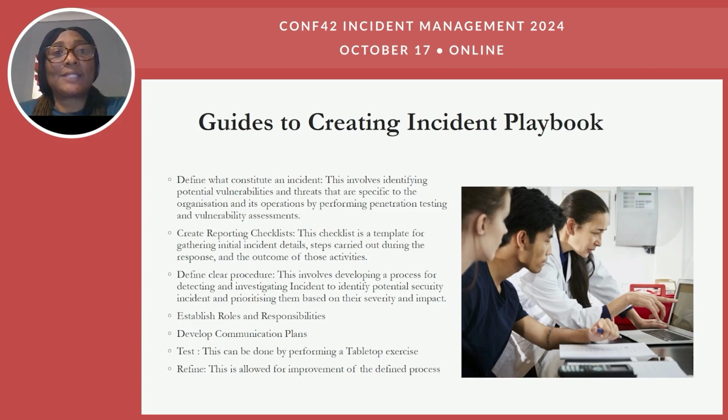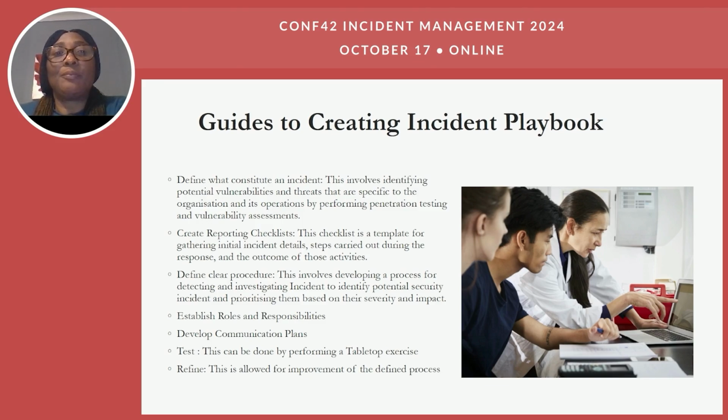And then we have guides to creating incident playbook. One important thing to note is that before an organization can go ahead in developing an incident playbook, there's need for them to actually understand their security posture. And this is actually done by identifying the potential vulnerability and threat that is specific to the operations. And by so doing, they are able to come up with the strategy to curtail those identified weaknesses.